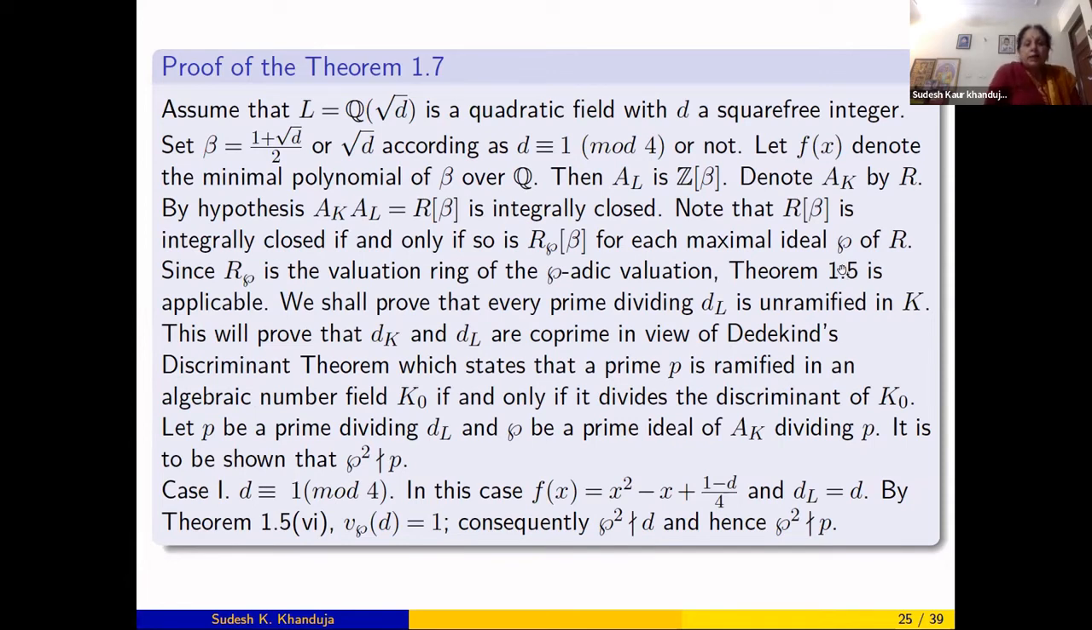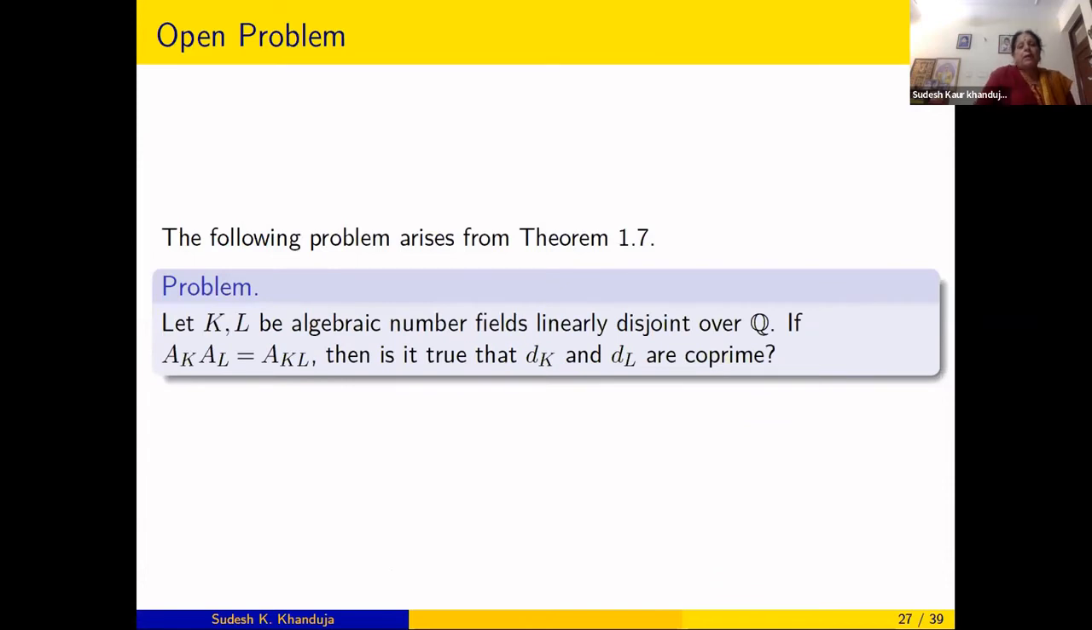That means we will prove that dK and dL are co-prime in view of Dedekind's discriminant theorem, which states that a prime p is ramified in an algebraic number field K0 if and only if it divides the discriminant of K0. And now to apply that theorem is not difficult, because f(x) is of the type x square plus ax plus b, where a and b are known, and it's not difficult to apply it.